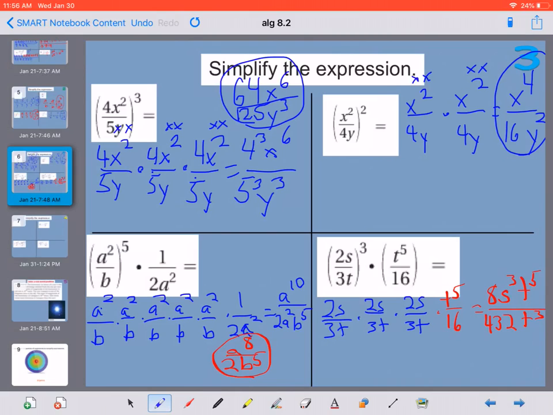Let's simplify our t's first. 5 minus 3, that gives us t squared. We just have our s cubed. And then we can do 8 divided by 432. That's going to give you a fraction, but if we do 432 divided by 8, that's 54. So we get s cubed t squared over 54. So 8 goes into 432 54 times.